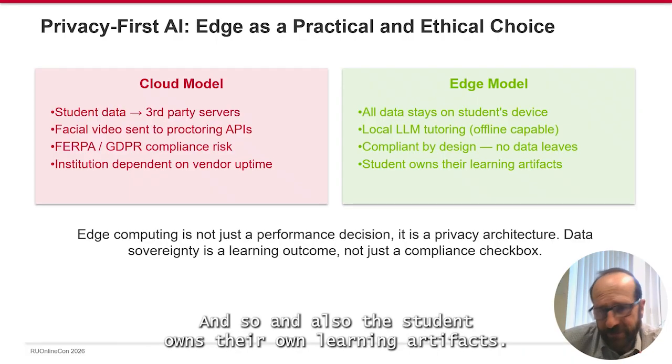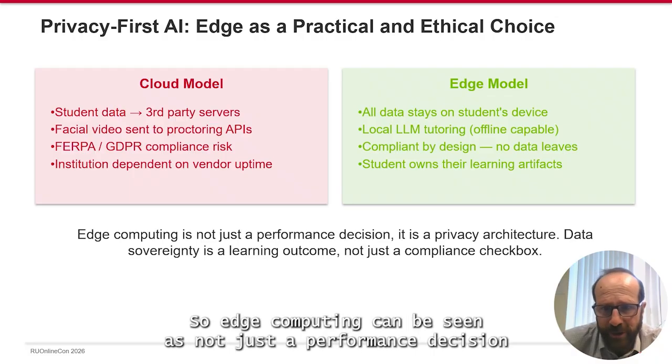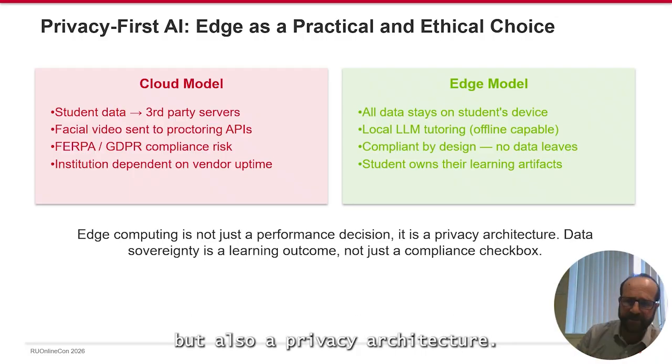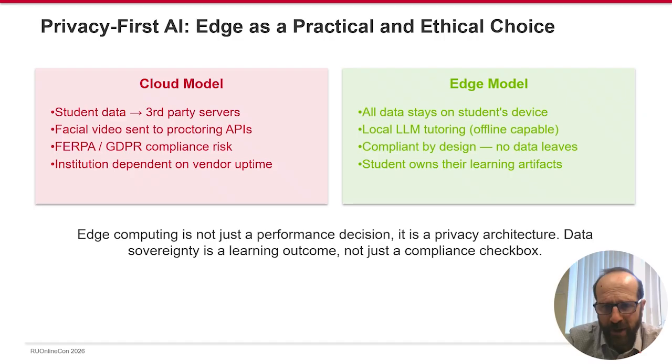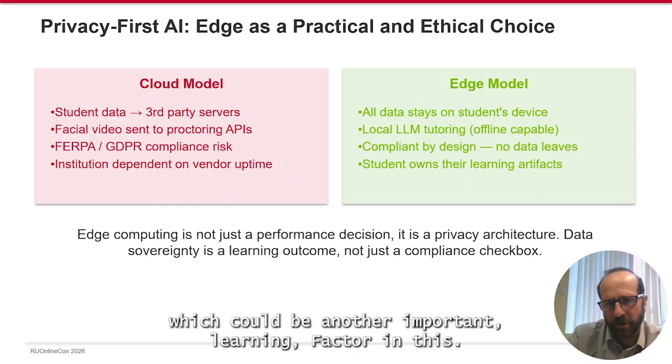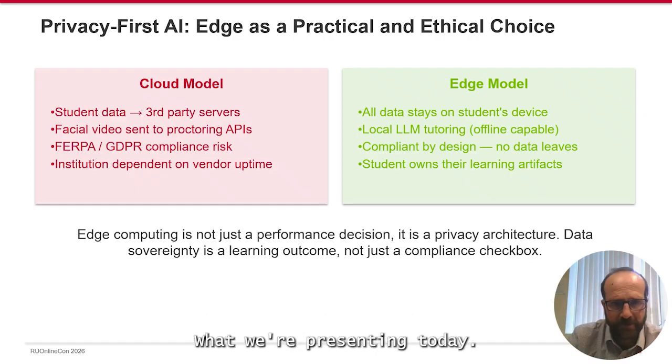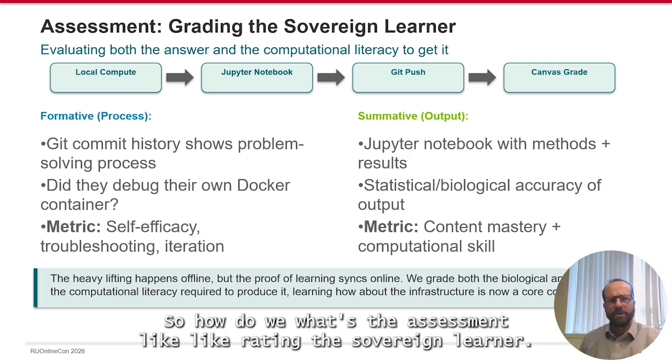And also the student owns their own learning artifacts. So edge computing can be seen as not just a performance decision, but also a privacy architecture. Data sovereignty is a learning outcome, not just a compliance checkbox, which can be another important learning factor in what we're presenting today. So what's the assessment like for rating the sovereign learner?